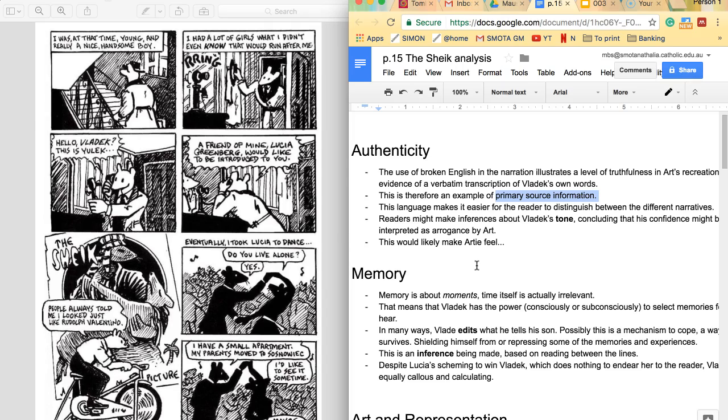This also, as I noted before, makes it easier to distinguish between the different narratives, and readers might then go on and infer from the tone that Vladek uses in this section. They might infer things about what kind of person he is, his confidence, whether you think he's a bit of a womanizer or he is a bit arrogant, or he's a bit of a social climber. It depends how you want to interpret him, based on those speech bubbles.